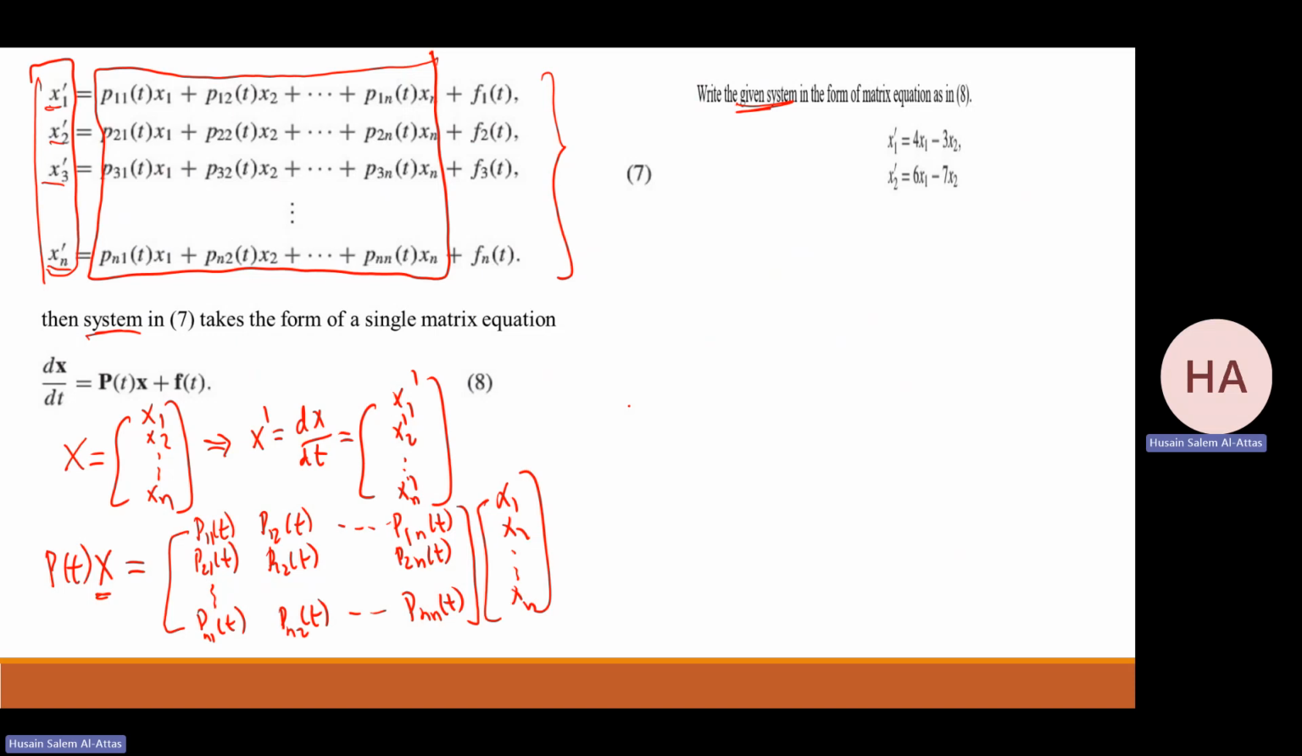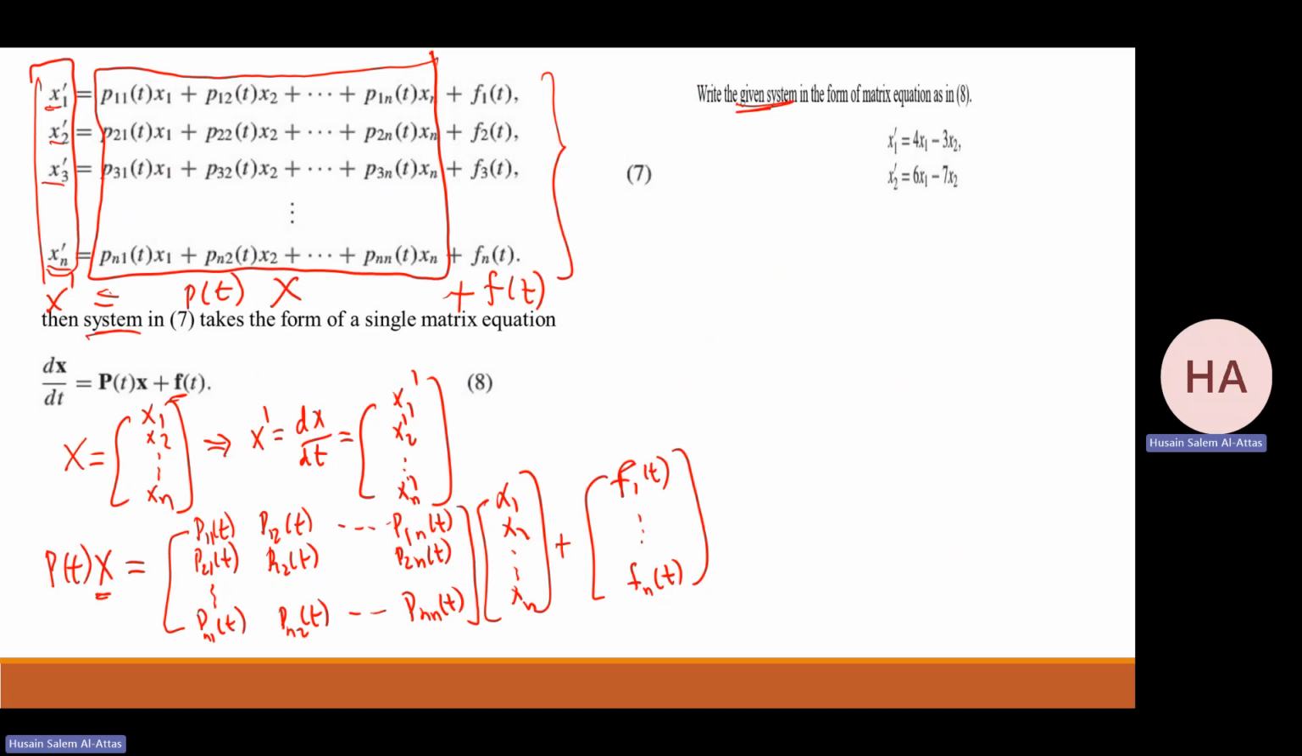I'm getting the format x prime equals P of t times x. This is x prime, this is P of t, times x. It would be good to write it here. Plus, what is this? Plus this vector, which is f1 of t until fn of t. They call this f of t, as a vector.